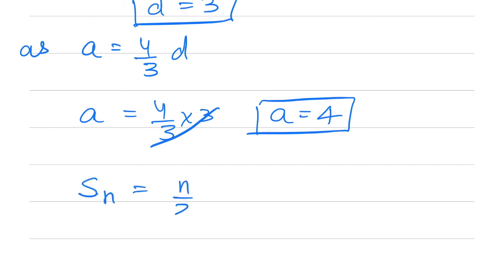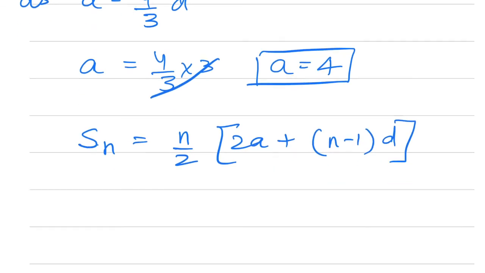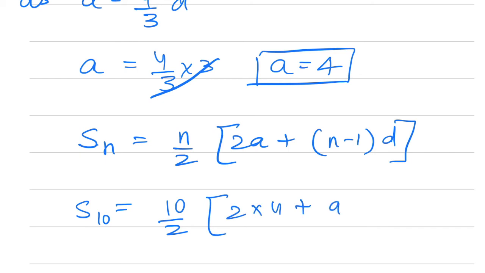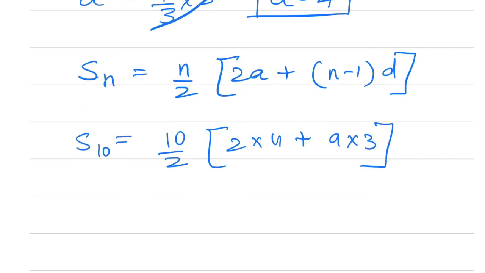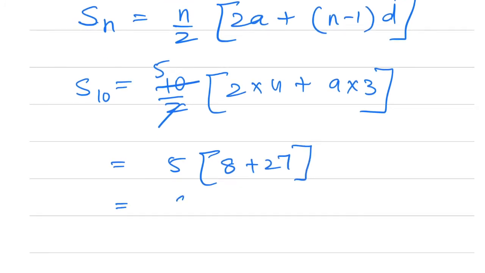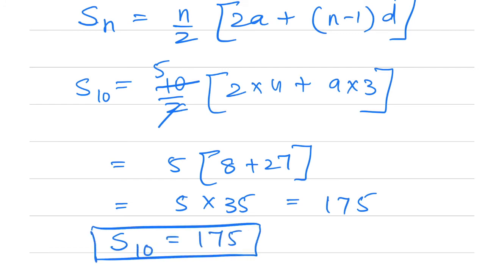Sn is equal to n by 2 (2a plus (n minus 1) into d). So this is equal to, we have 10 terms, 10 by 2 (2 into 4 plus 9 into 3). This is 5 into (8 plus 27). So we have 5 into 35, so we have 175. Sum of 10 terms is equal to 175. That's the answer.